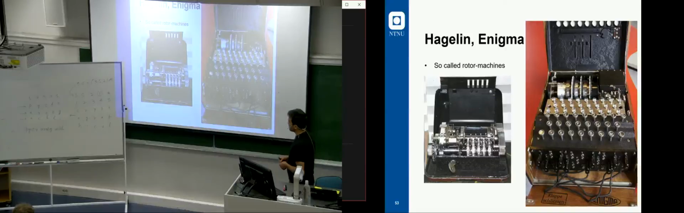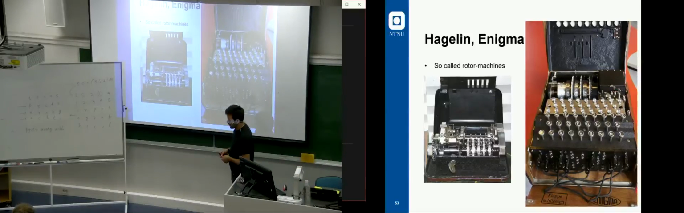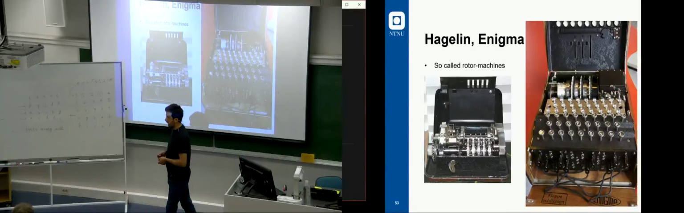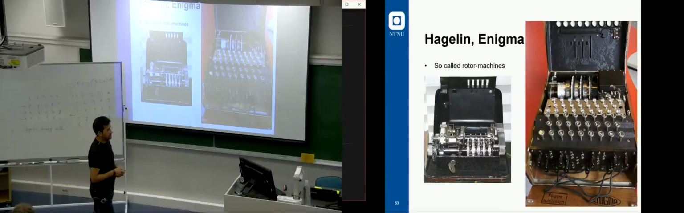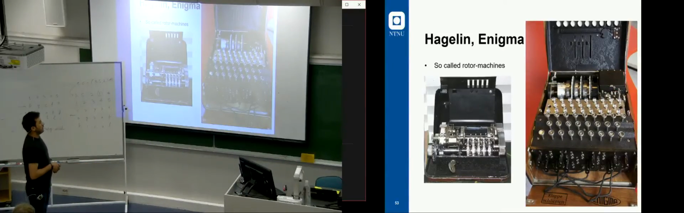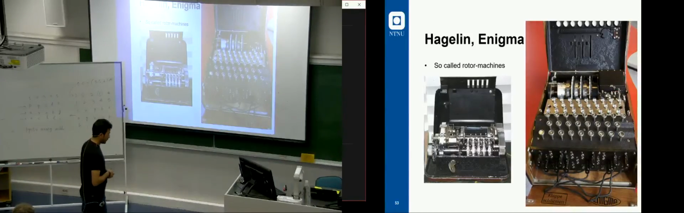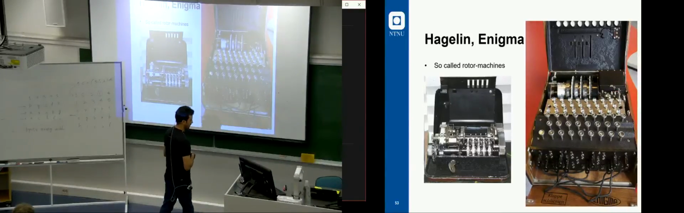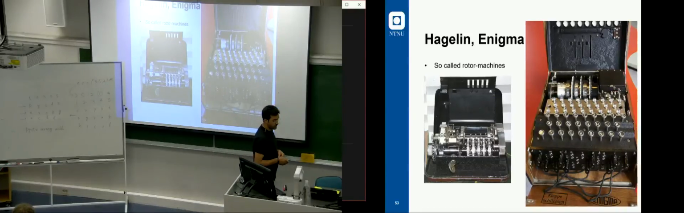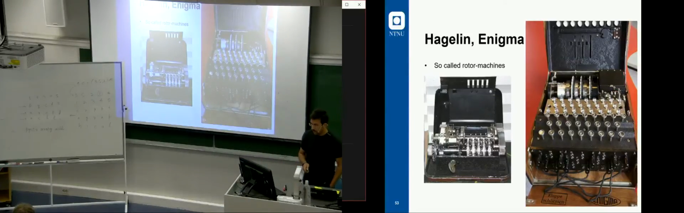So rotor machines. This is Enigma, a rotor machine, which is usually constructed of 3 rotors. Now there are some with modifications as well. Once you hit a key, it will go to these rotors, and with the internal mechanism, it will give you the signal on these light bulbs.